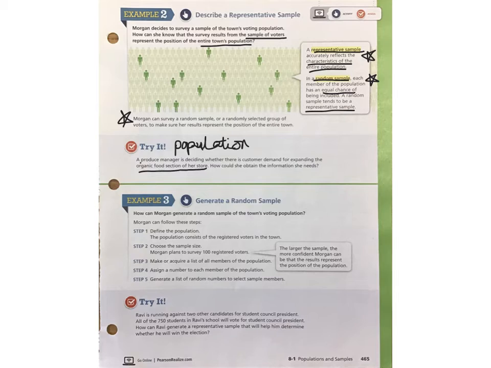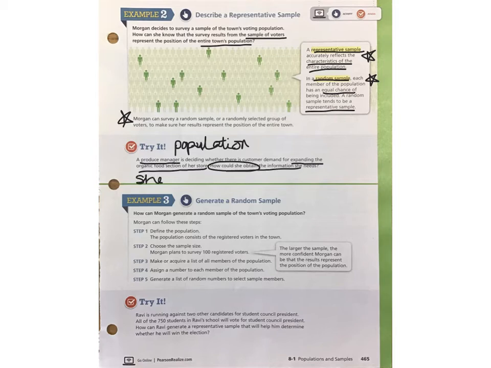Since it's a produce manager, produce is your fruits and vegetables, he or she may want to get the information they need from a sample of customers that shop at the store. Maybe more specifically, the shoppers in the produce section. If she understands the needs of the shoppers, then she may find that they should or should not expand that organic food section of the store.